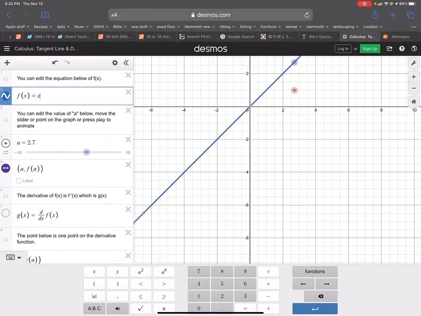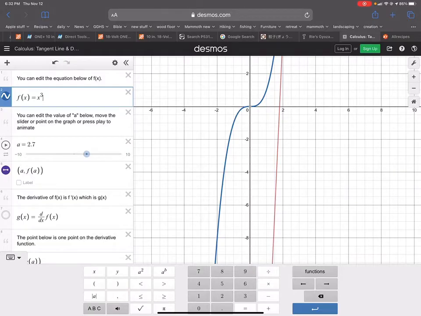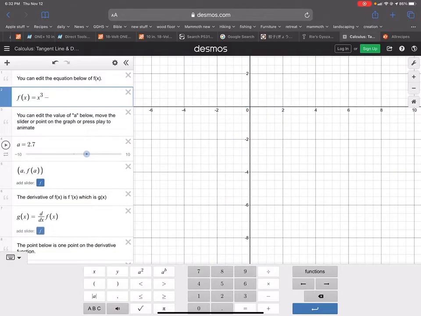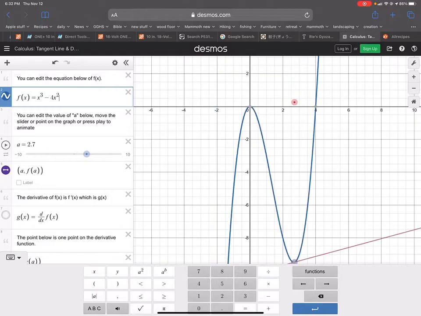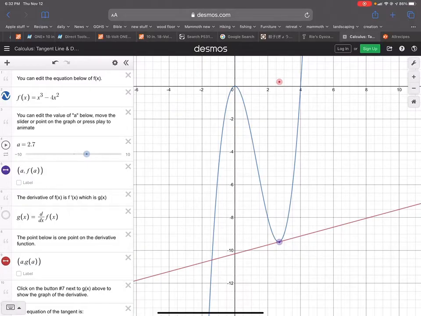Let's do x to the 3rd power, and then we'll do minus 4x squared. And let's look at this function. Okay? Now, where is this concave up? Where is it concave down? We will see. But here, I think you'll agree, this is concave down here, and it's concave up here.